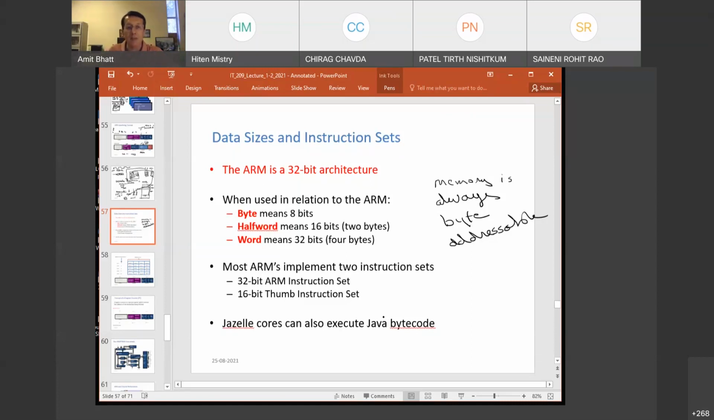Right? So a half word basically means 16 bits. It can be used in any context that you like, but basically half word shows the size of the data or instruction that you're bringing in. I hope that answers your question. Yes, sir, I got it.